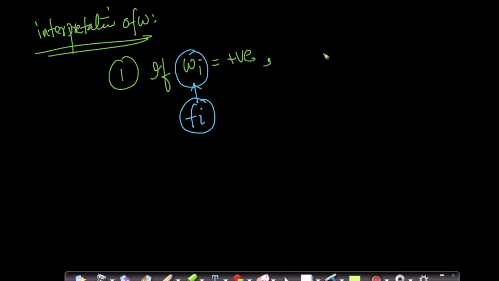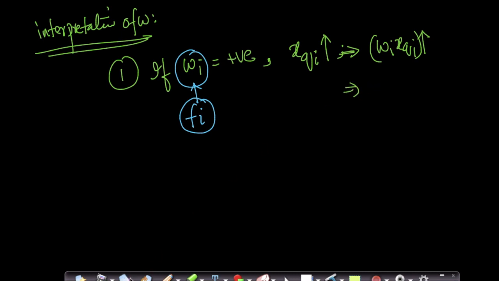If this is positive, then what happens if I have a query point xq? Because wi, the ith component of w, will get multiplied by the ith component of xq. So if xqi increases, what happens? If xqi increases and wi is positive, my wi xqi also increases, right? It's because my wi is positive. So if my wi xqi is increasing as xqi is increasing, what does this imply?